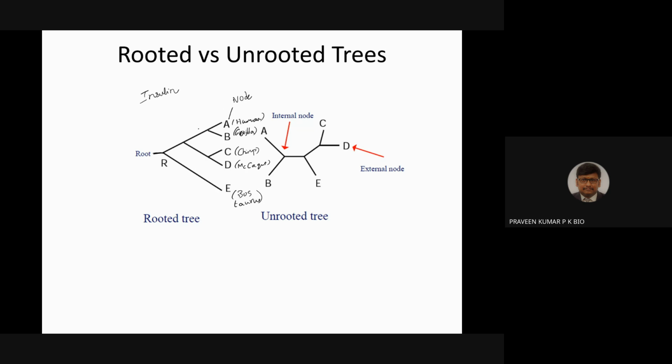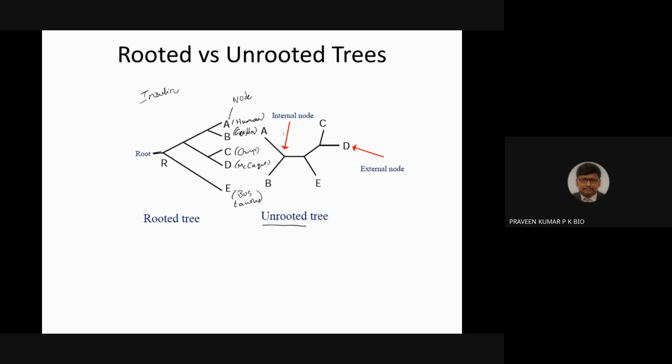So if you have a common root, and from the common root you find so many branches, we call this a rooted tree. But in this unrooted tree, we don't have a common branch, but we have multiple branches. Where can I have a common root? I can't, because we can't have a common root. So we call this an unrooted tree.